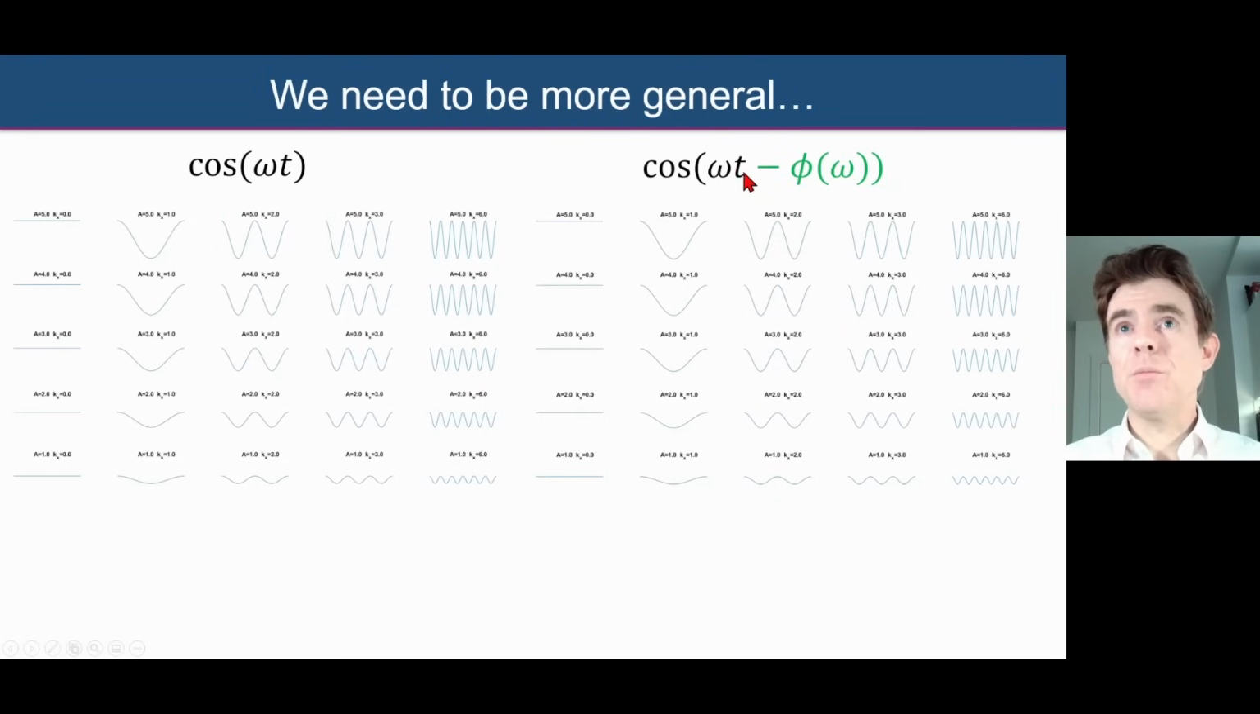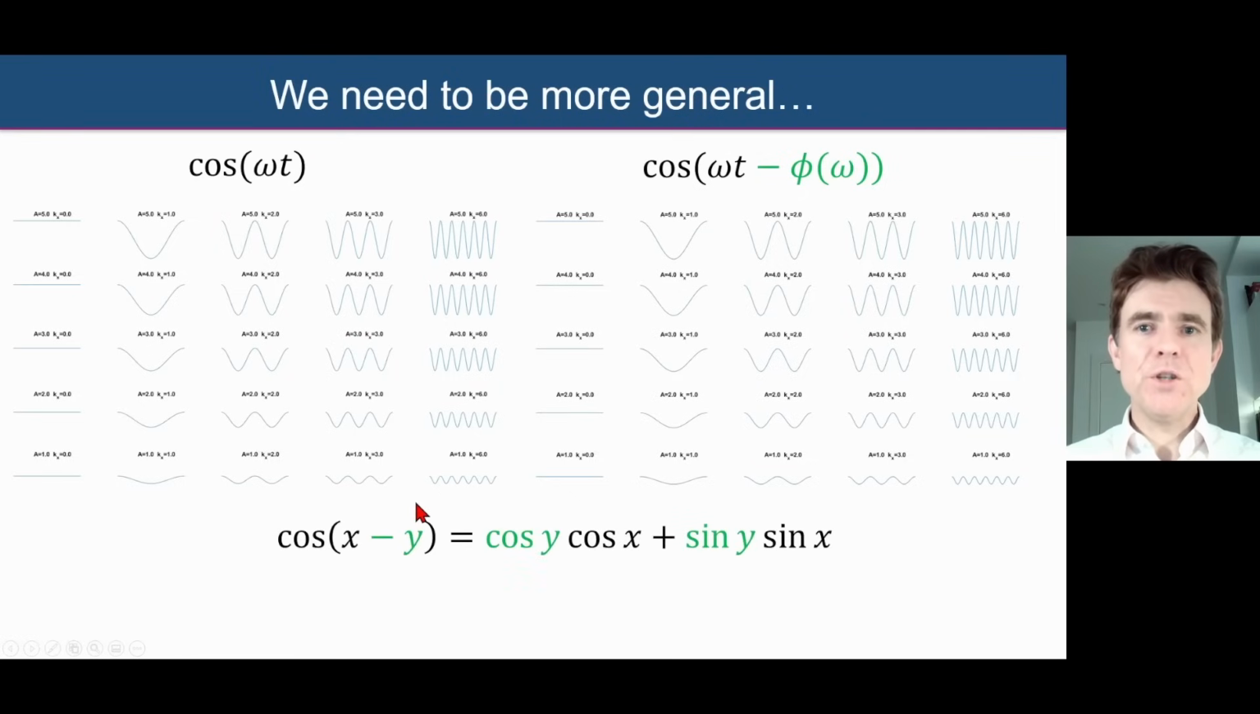So I'm showing that here by saying, well, okay, that cosine function could be shifted by what we call a phase shift, which is going to depend on the particular frequency. Okay, so let's see how we can begin to build in this more general model into our Fourier analysis and Fourier synthesis. So what we can do is exploit a trigonometric identity.